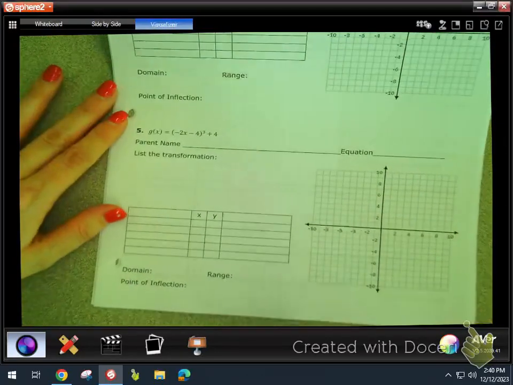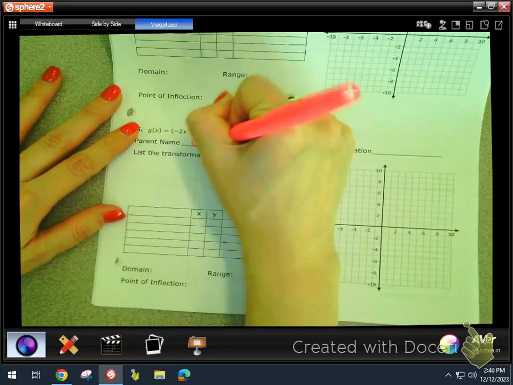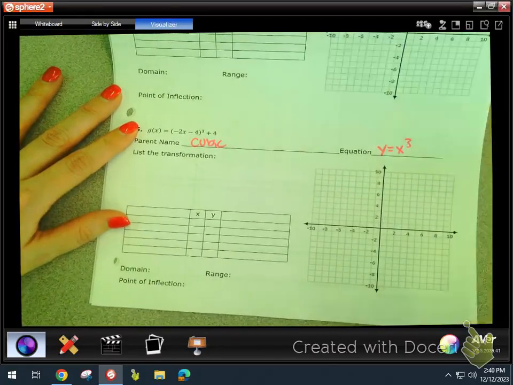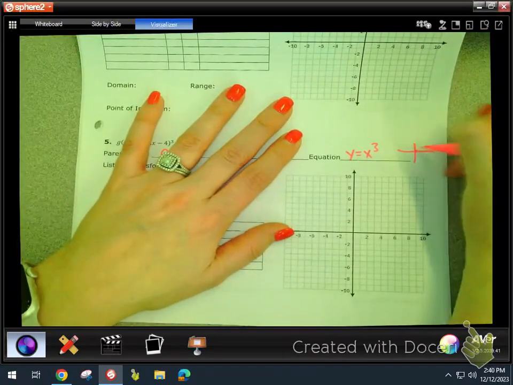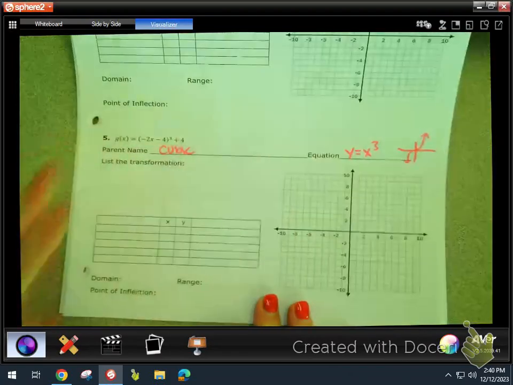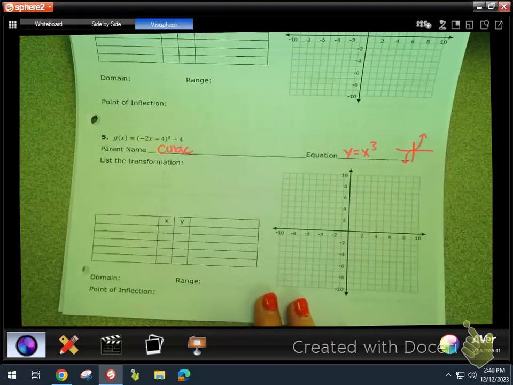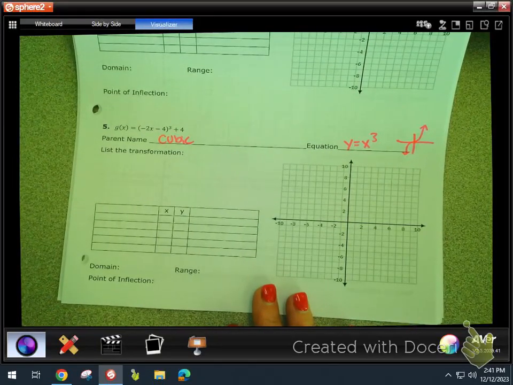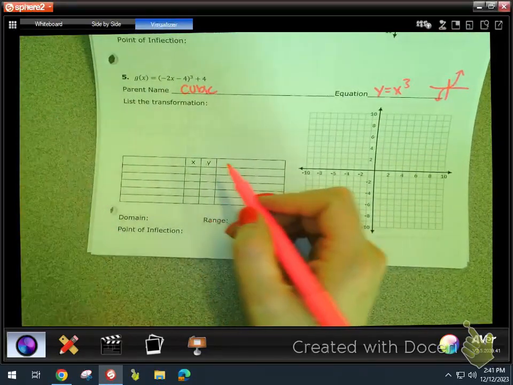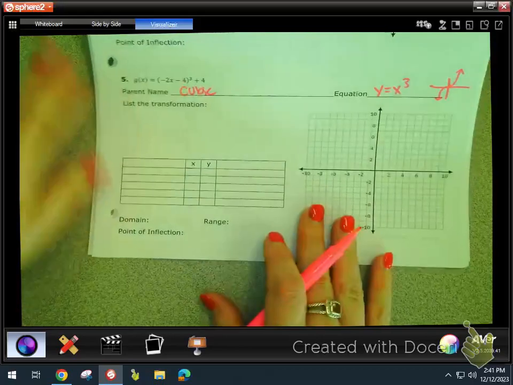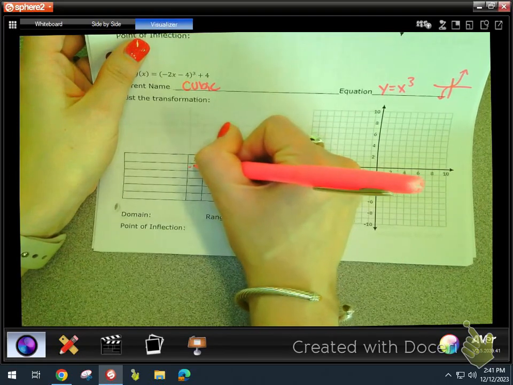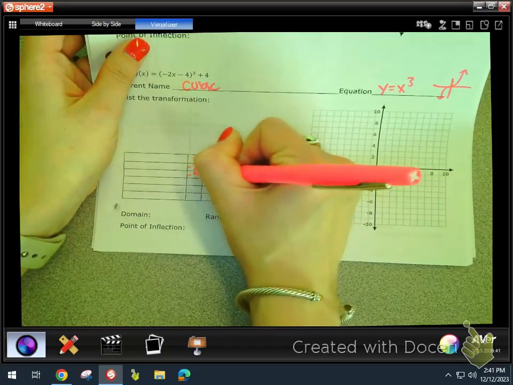Let's do number 5. What parent function is this? The original equation is x to the third, and I'm going to sketch it right here instead of on the graph. So that's what that function looks like. It's going to be a little bit twisty, but it's going to be more up and down. Cubic parent function points are what? Flip back to your little graphic organizer if you need it. Give me the ordered pairs. -2, 1, -1, 0, 1, 2.